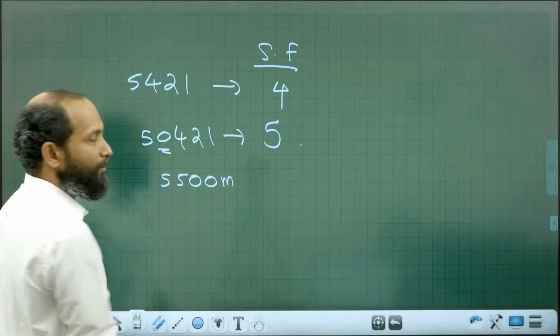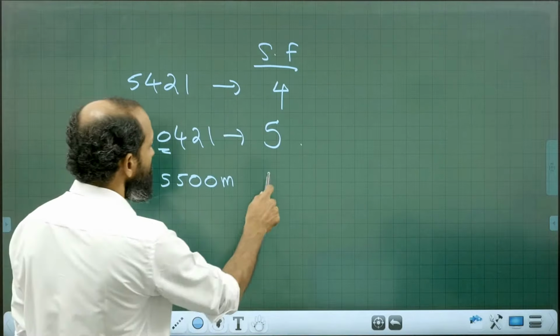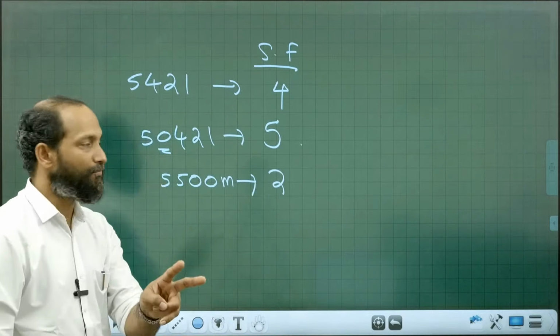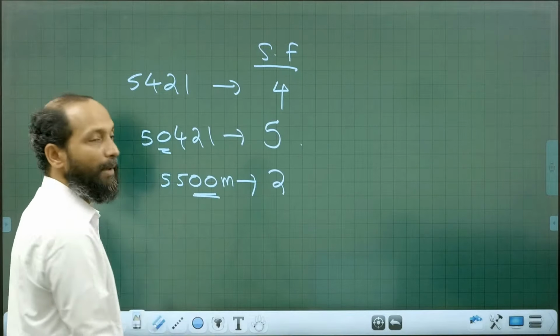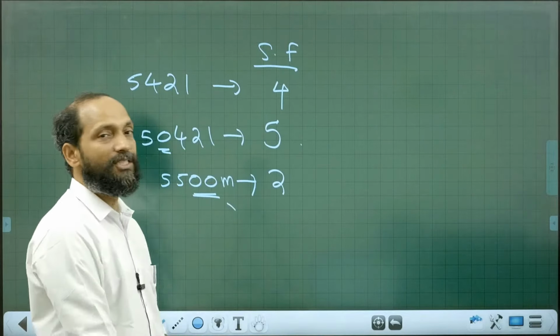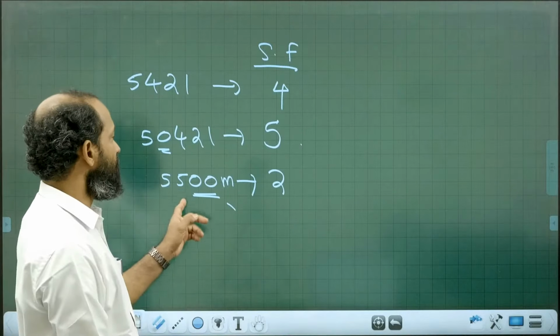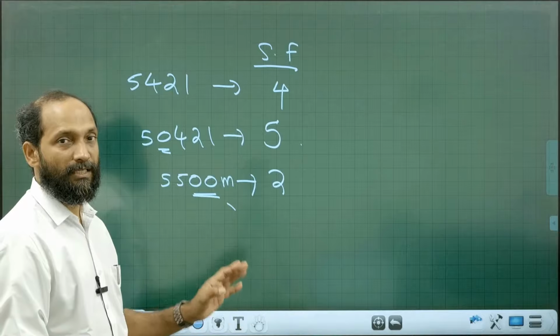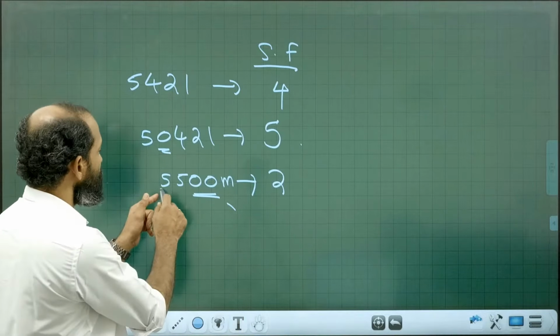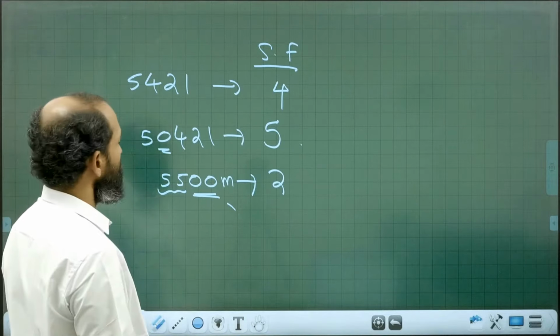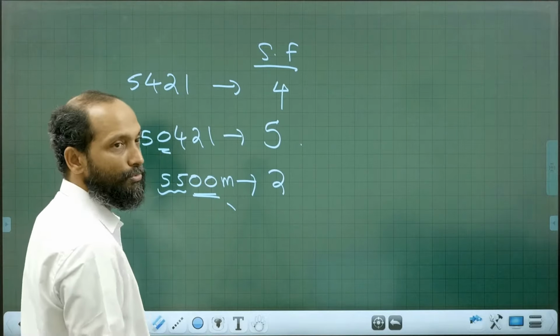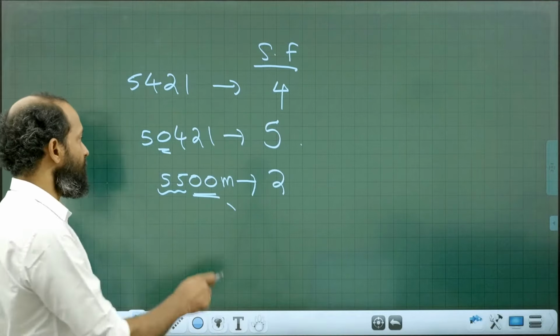5500 meter. If somebody writes like this, we say that there are only 2 significant figures, with the 2 zeros ambiguous. These trailing zeros without a decimal point are called ambiguous zeros. Trailing zeros without a decimal point are called ambiguous zeros. How many significant figures are here now? 2 significant figures, with the 2 trailing zeros as ambiguous zeros.